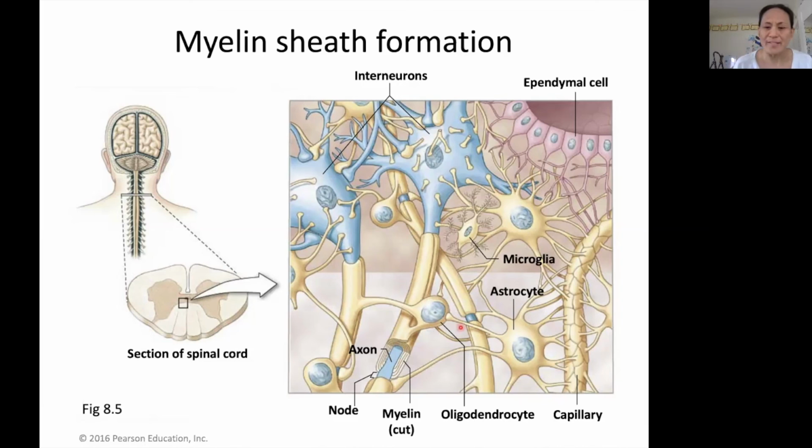Oh, I forgot to say this, but what is the significance of the myelin sheath? We'll go into this in much greater detail later, but suffice it to say at this point, the myelin sheath helps neurons conduct their signals more quickly, okay?